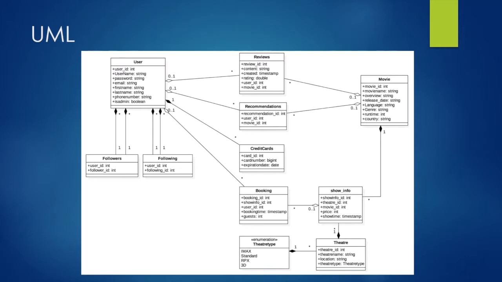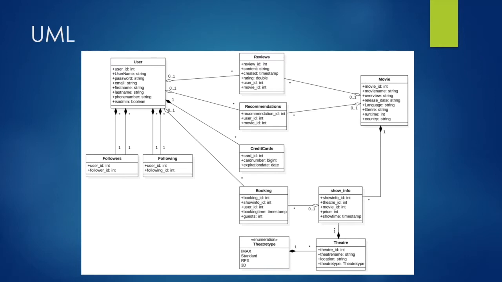The user could also have credit cards for easier transaction. A user can also book tickets. The booking class contains the booking info, the show info, the booking time, and the number of guests, which is used to further book tickets for a particular show, which is contained in the show info. The show info would contain the theater, the movie, the timing, and the price.